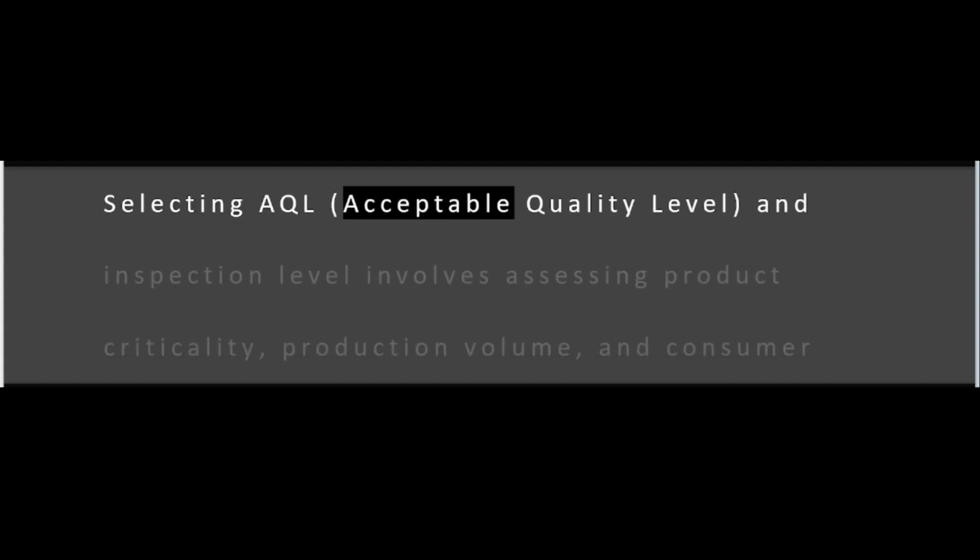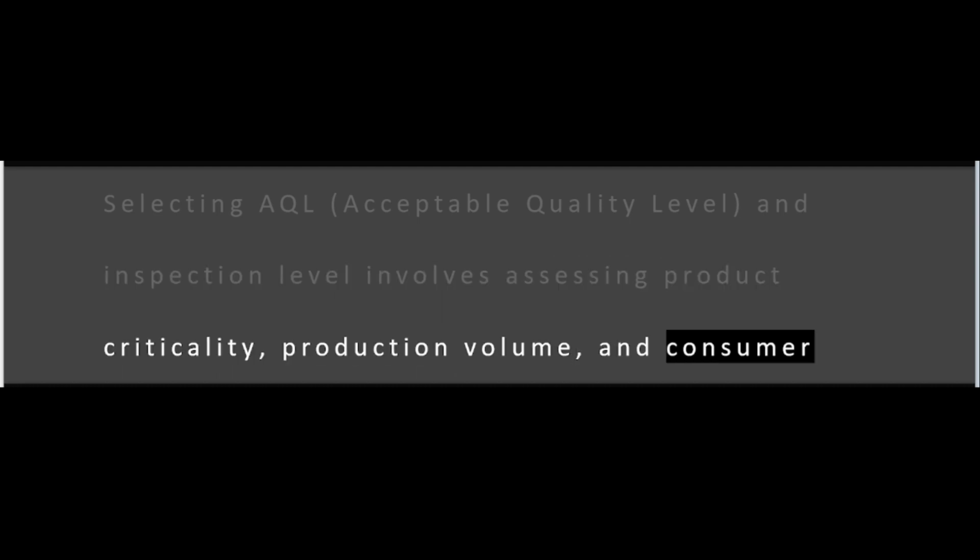Selecting AQL, acceptable quality level, and inspection level involves assessing product criticality, production volume, and consumer expectations. Higher AQLs may be suitable for non-critical items, while lower AQLs are crucial for high-quality products. Choose inspection levels based on the desired confidence in detecting defects, balancing sampling costs with quality requirements.